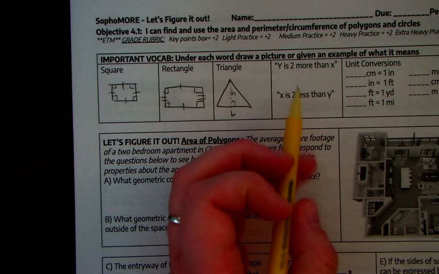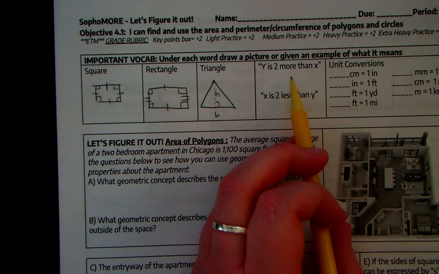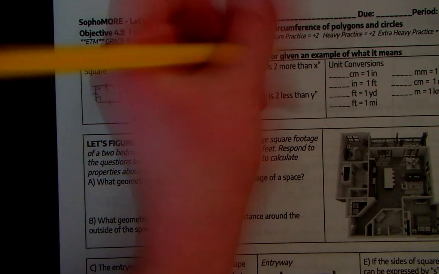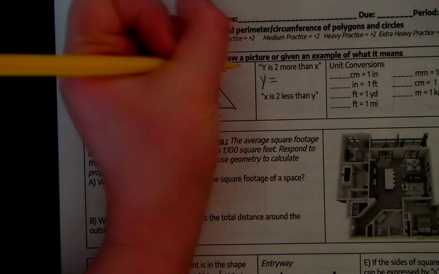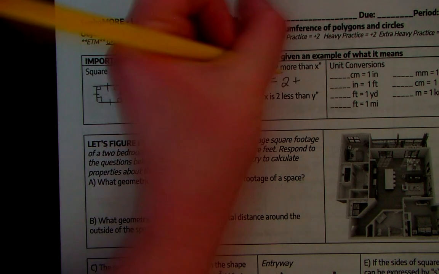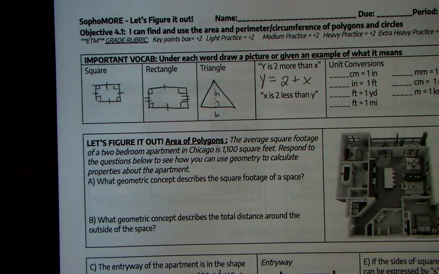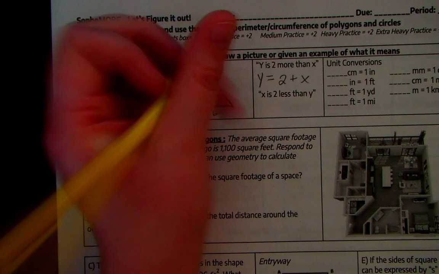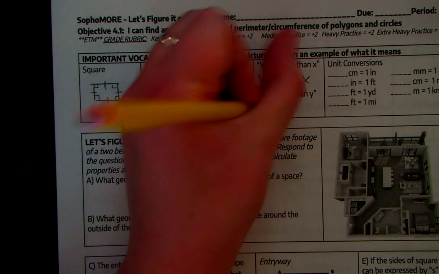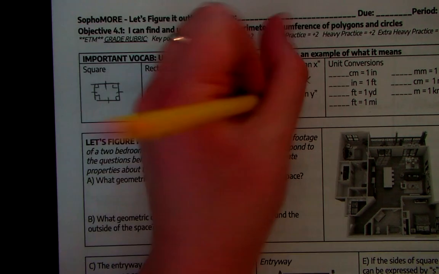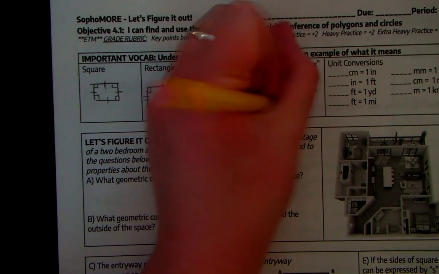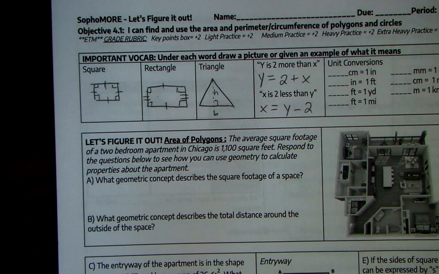All right, we're going to be dealing with some expressions like this in this lesson. Y is 2 more than X. So Y equals 2 more than, so plus 2, whatever X is. Or X is 2 less than Y. We're going to translate that. So X equals 2 less than Y, meaning it has to be 2 fewer than Y. So let's take away 2 from Y.